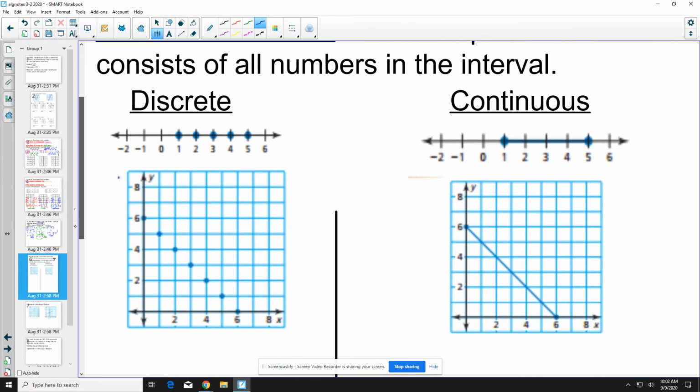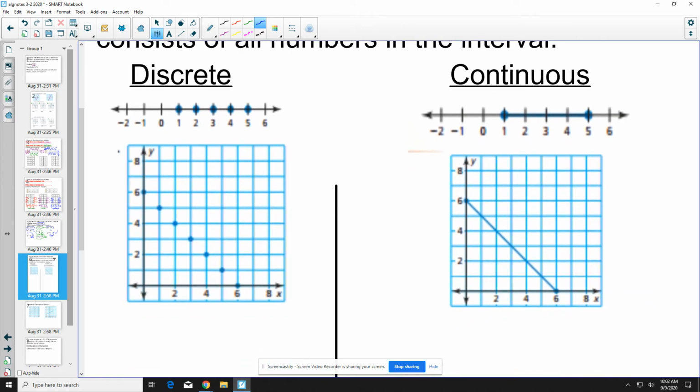Okay, now that you're done writing that down, here are a couple examples of discrete. Notice in this first graph, x can only be 1, 2, 3, 4, 5. It cannot be the numbers in between 1 and 2, or 2 and 3, and 3 and 4. It can't be a 1.5. It can't be a 2.2. It can only be 1, 2, 3, 4, and 5. It's only certain numbers. That's why that one's discrete.